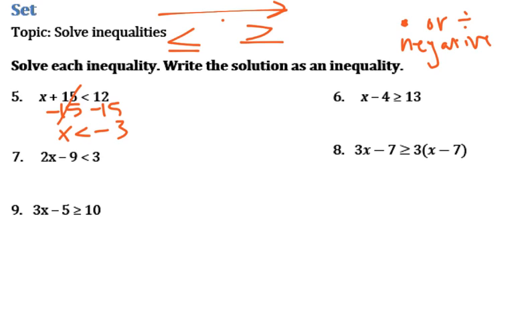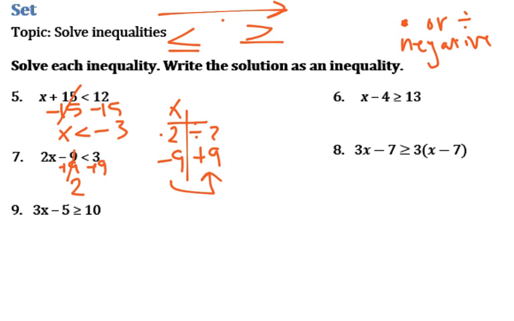So number 7, what's happening to x here? Well, first we times by 2, then subtract 9. So we're going backwards in opposite order. We add 9, divide by 2. So add 9 to both sides. Those cancel. We're left with 2x is less than 12. Divide by 2, and we get x is less than 6.